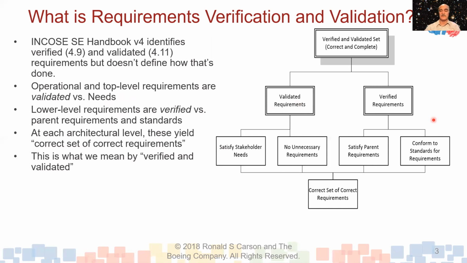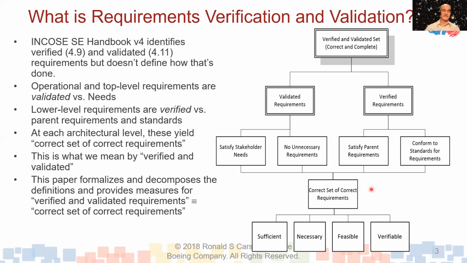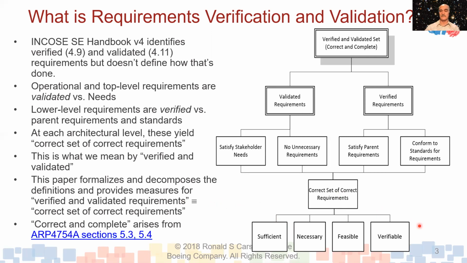And then at each architectural level, these yield a correct set of correct requirements. And really that's what we mean by verified and validated, is correct set of correct requirements. And this paper formalizes and decomposes these definitions and provides measures for being able to demonstrate that verified and validated requirements are equivalent to correct set of correct requirements. In other words, each individual requirement is correct and the set is correct using all definitions of correct.